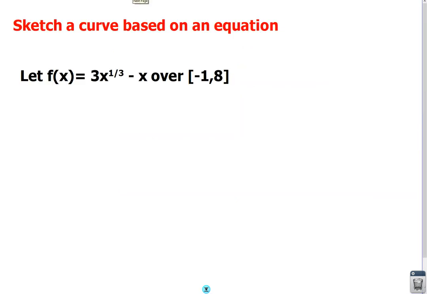Sketch a curve based on an equation. Oh my gosh, it's one of our favorites. It's at least my favorite.